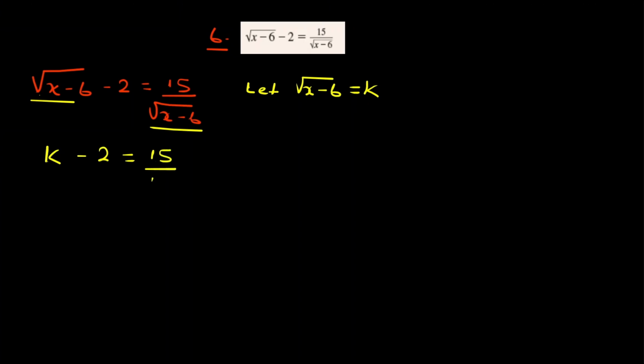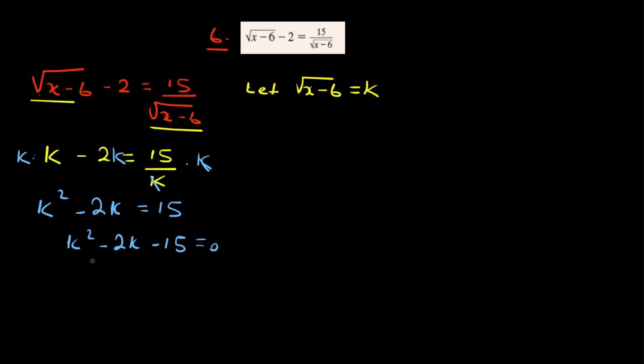And actually you can use any letter. This is just for simplicity. So now that we have k, you can see that we have a fraction. Now we have to eliminate the fraction. And how do we eliminate the fraction? We can just multiply everything by k. And what we do on the left, we do on the right. And then we'll have k squared minus 2k. And the k's on the right hand side will cancel. And we can bring the 15 to the left hand side.